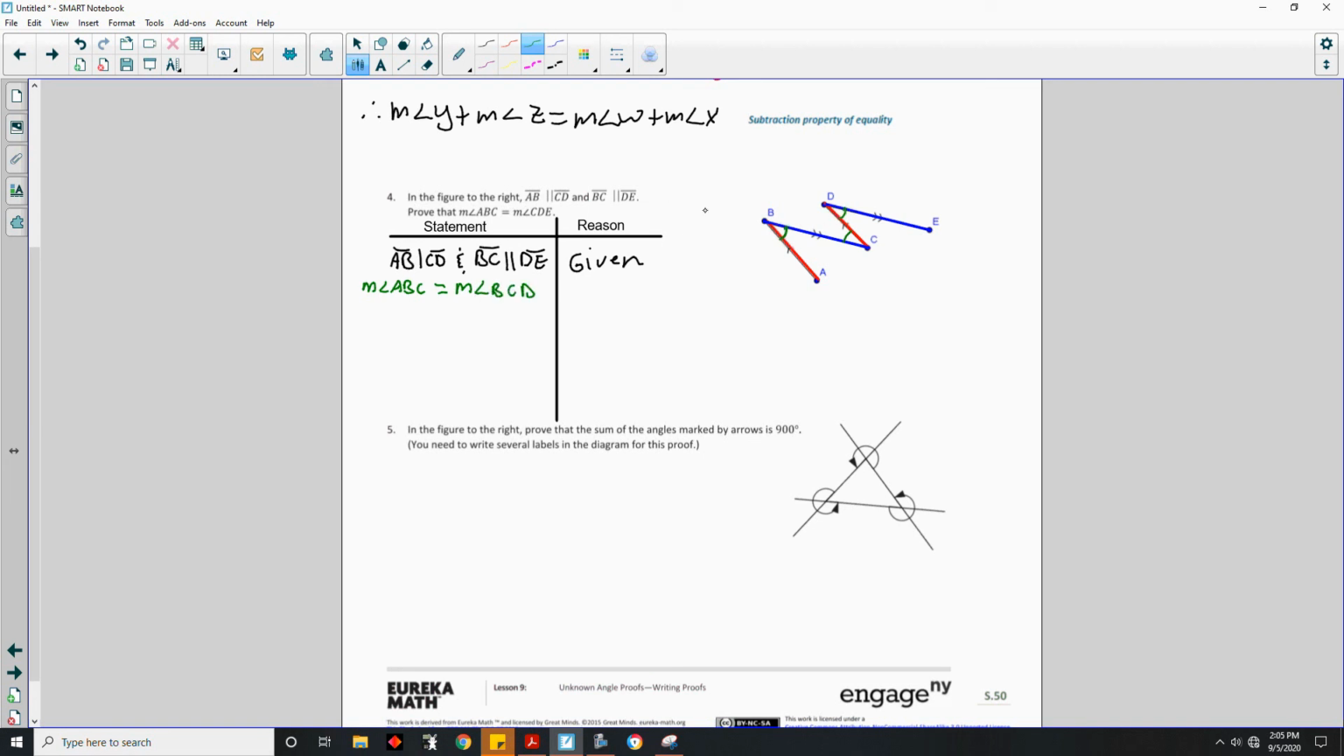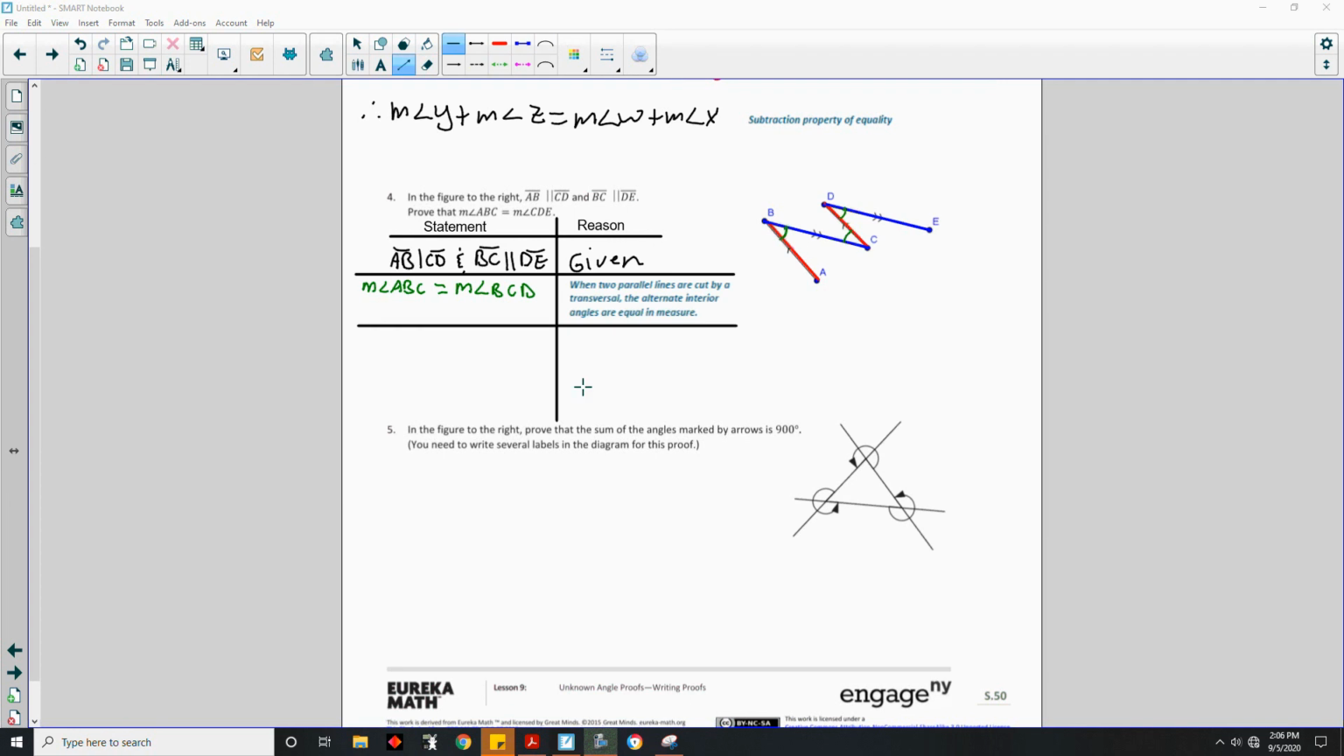Because this is a transversal, and these are alternate interior angles. And so therefore the reason is, when two parallel lines are cut by a transversal, the alternate interior angles are equal in measure. Okay, so now we have this angle here equal to measure angle BCA. So these two are congruent.